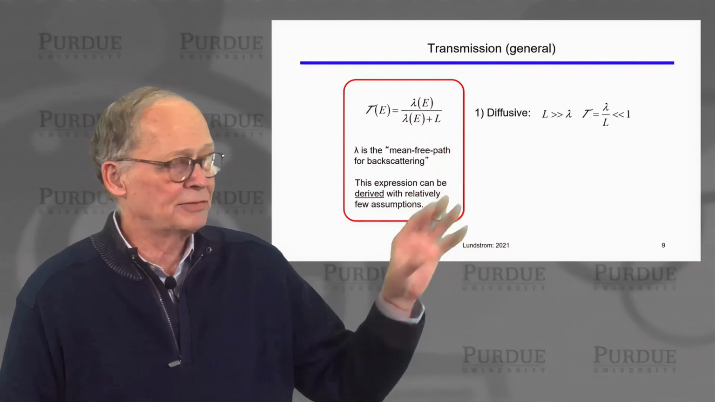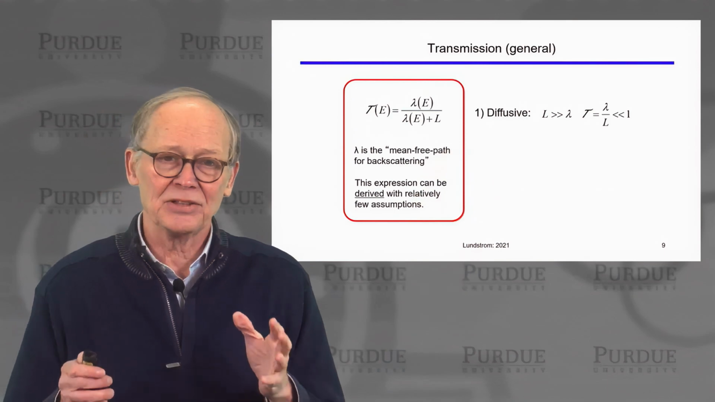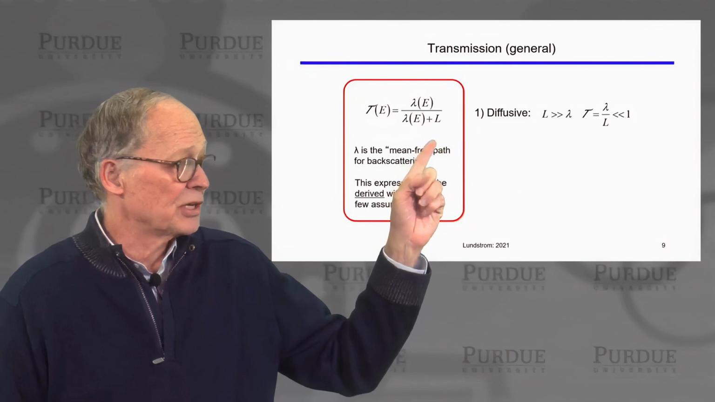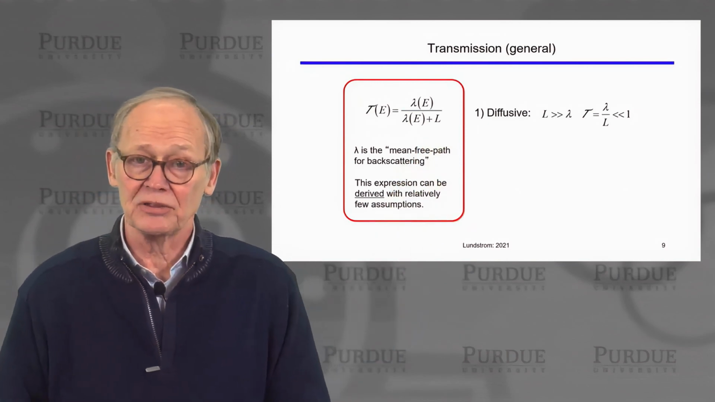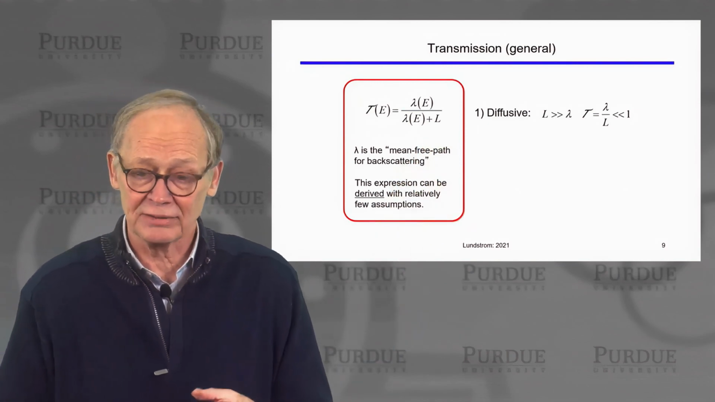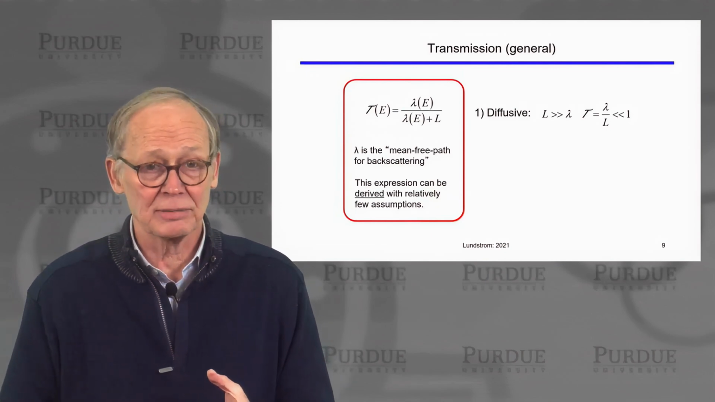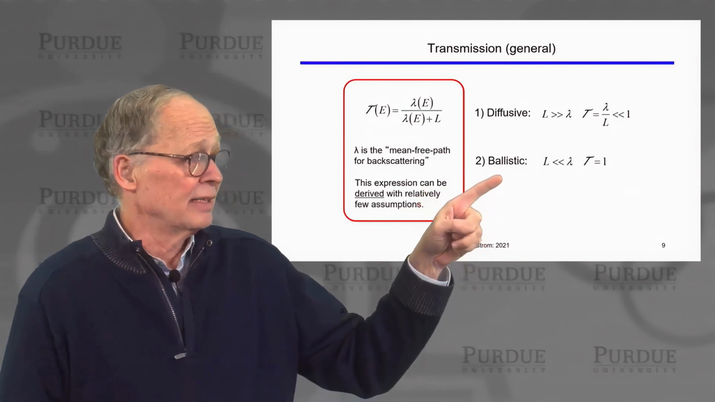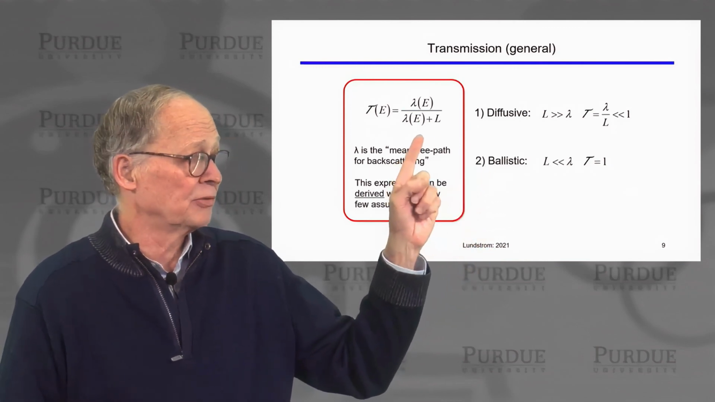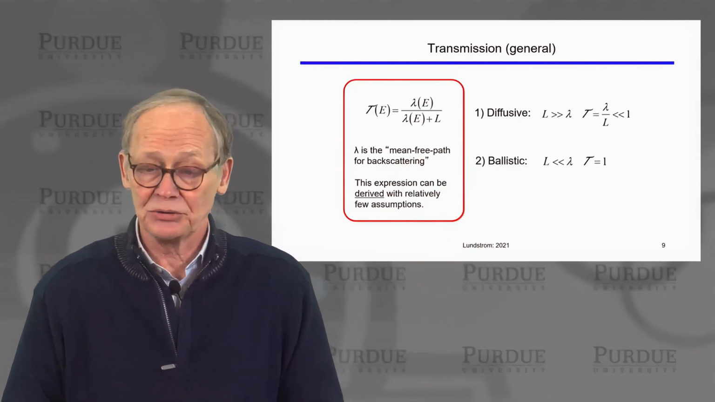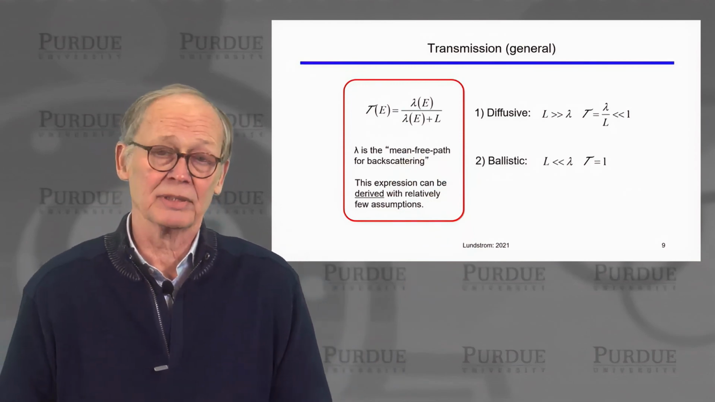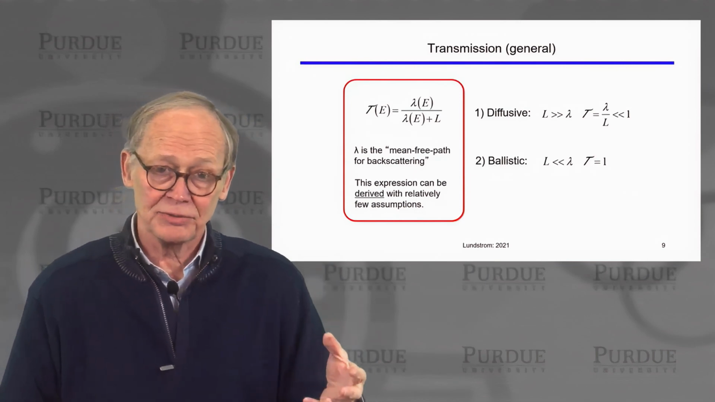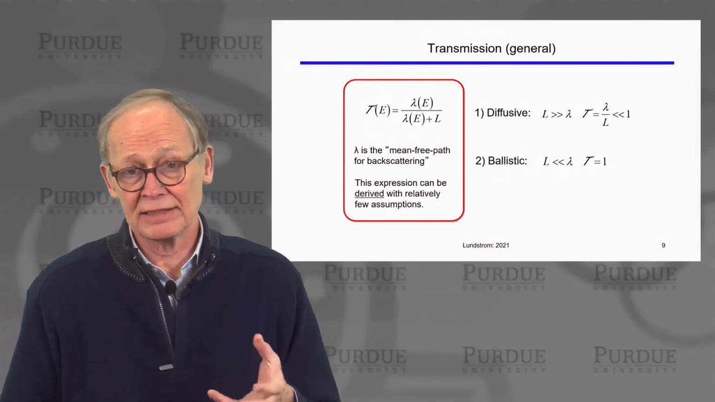For example, in the diffusive limit, where the device is many mean free paths long and there's lots of scattering, this expression simply reduces to transmission being the ratio of the mean free path to the length of the device, and that's much less than 1. In the other limit, the device length is much shorter than a mean free path, and this expression reduces to 1. That's the ballistic limit that we talked about. So this expression works from the diffusive limit to the ballistic limit, and it works in between.